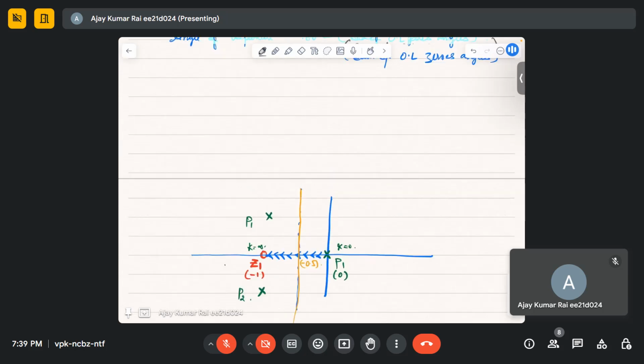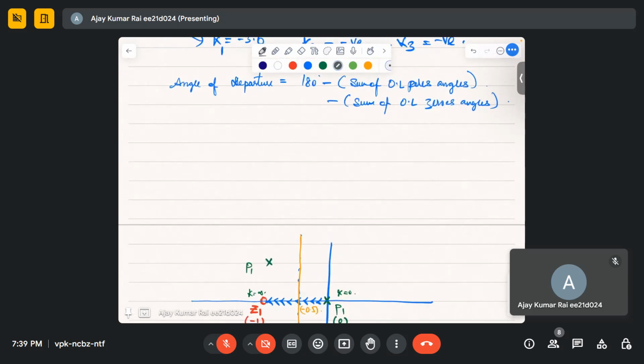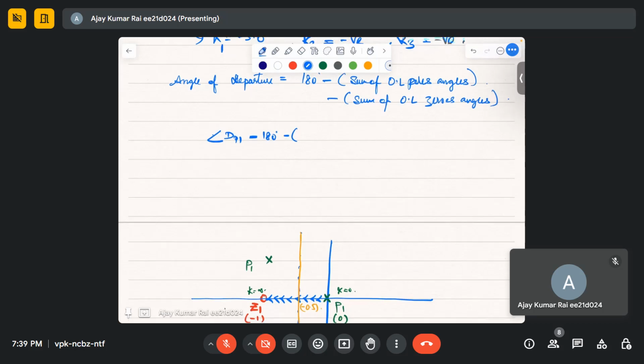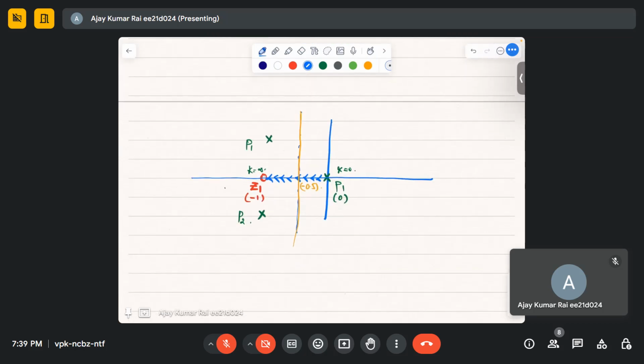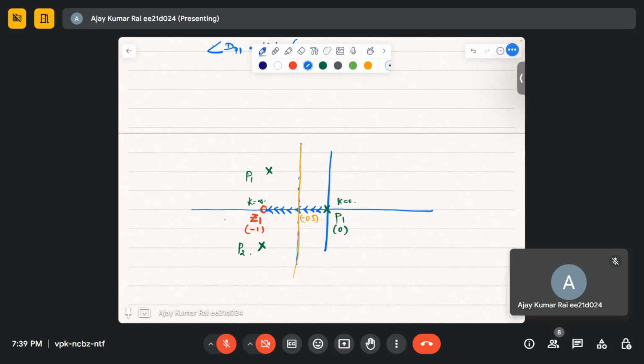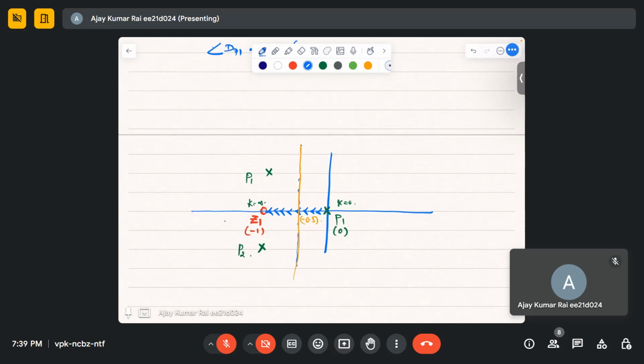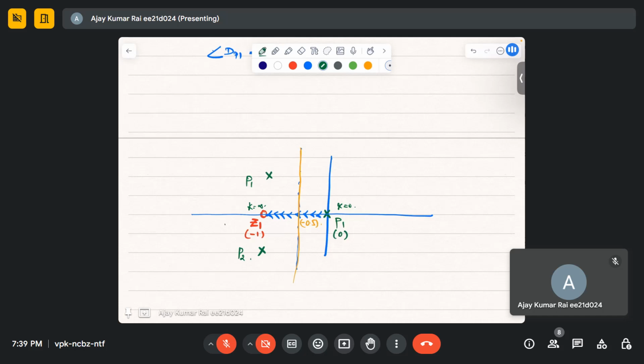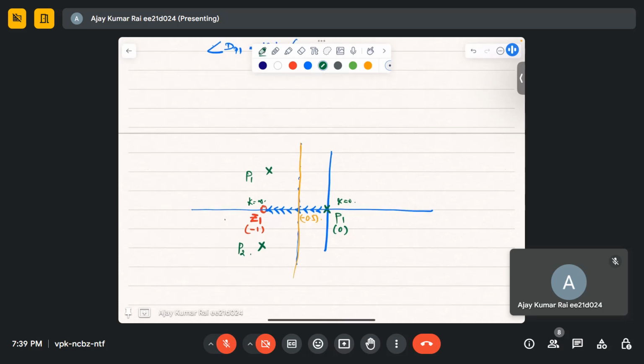So for P1, let's calculate the angle of departure. Angle of departure for P1 is 180 minus the sum of the other pole angles. There are two poles here, P1 and P2. What angle are they making with P1? Let me draw with this. So one is this.